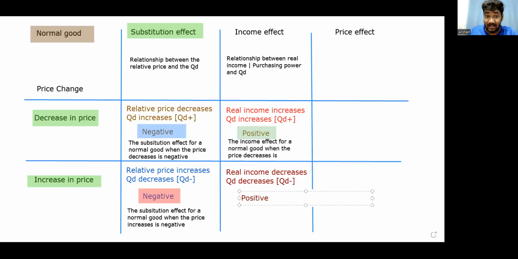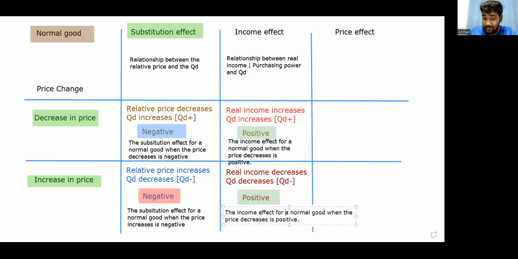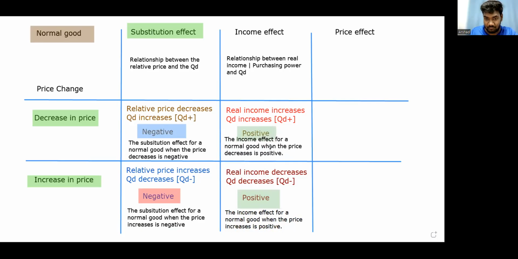So how can I conclude, or what can I write? My conclusion would be, copy this. The income effect for a normal good when the price increases is positive. So that is what I can conclude over there. Is that okay, guys? Are we fine? Income effect and substitution effect for a normal good.